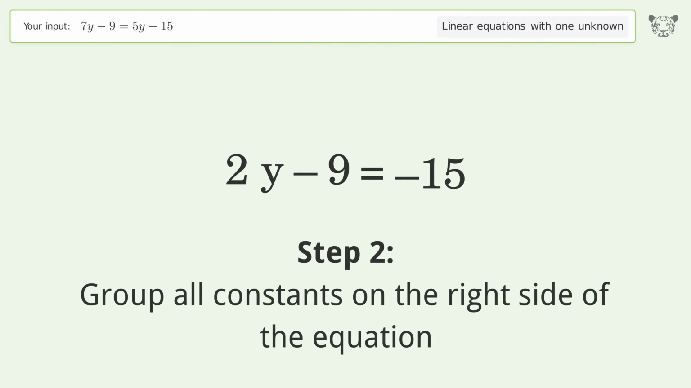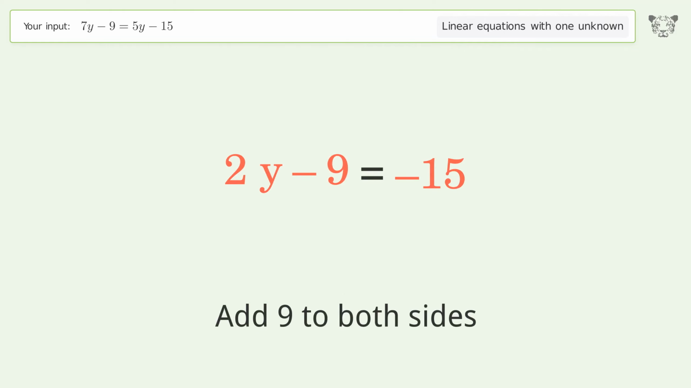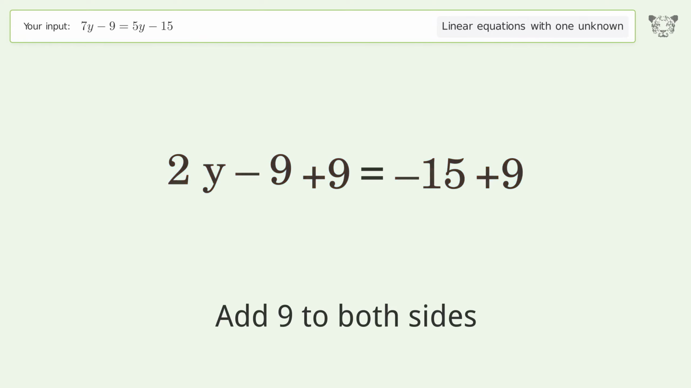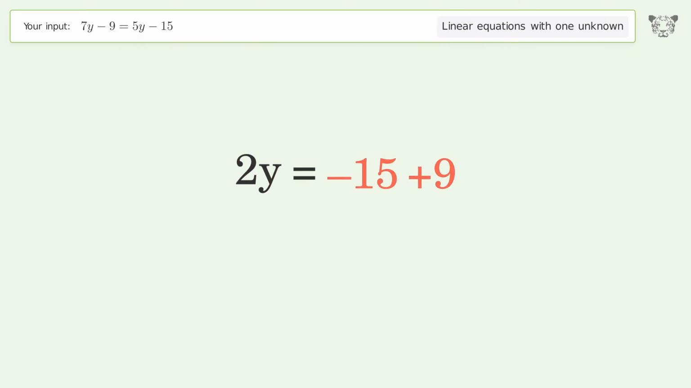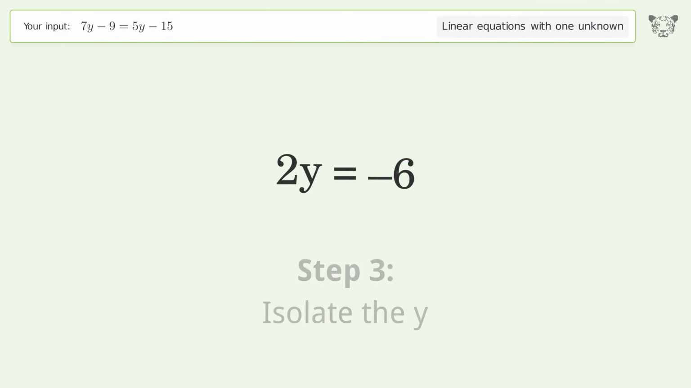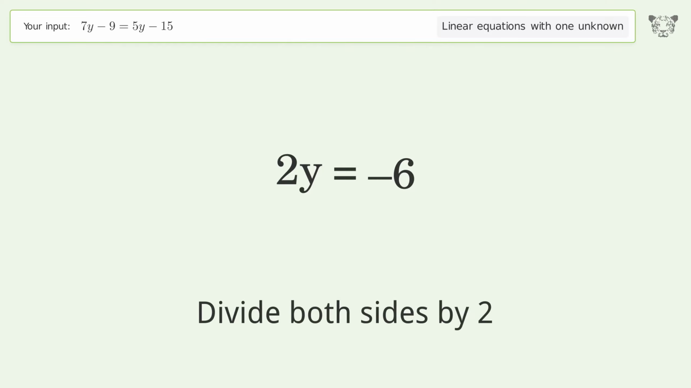Group all constants on the right side of the equation. Add 9 to both sides. Simplify the arithmetic. Isolate the y. Divide both sides by 2.